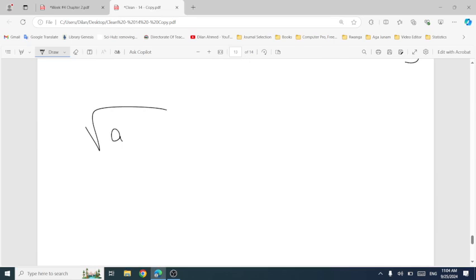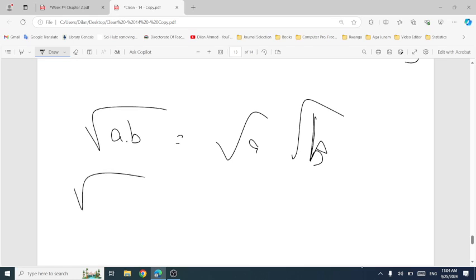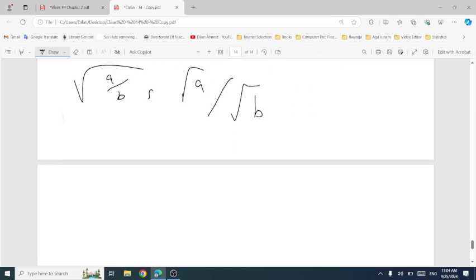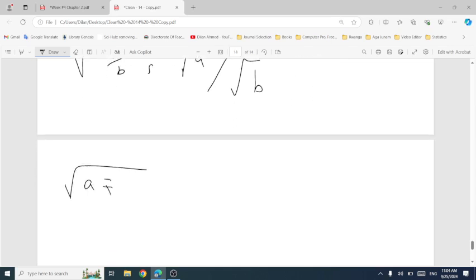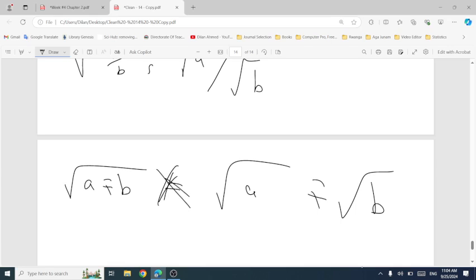Square root of AB, you can say root A times root B, because between A and B there's multiplication. But as well, if you have A over B, you can split it, because you have division. But for A plus or minus B, again, we don't have that. It's not allowed. You got it, guys? Good. Any question?